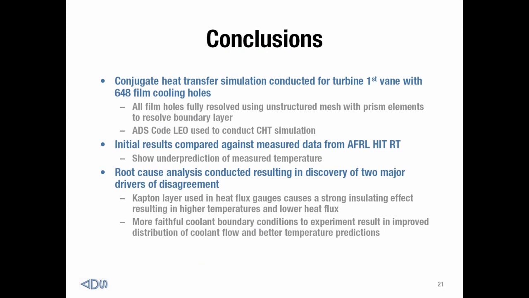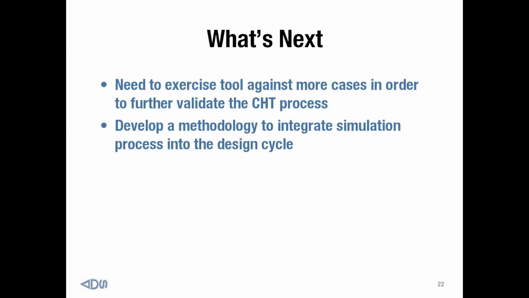In conclusion, we ran this conjugate heat transfer simulation for the first vane of the AFRL's high impact technology research turbine, and this thing has a total of 648 film cooling holes. All the film holes were fully resolved using an unstructured mesh, and prism elements were used to resolve the boundary layer. The solver that we used was ADS code Leo, and again we ran a conjugate heat transfer simulation with that.